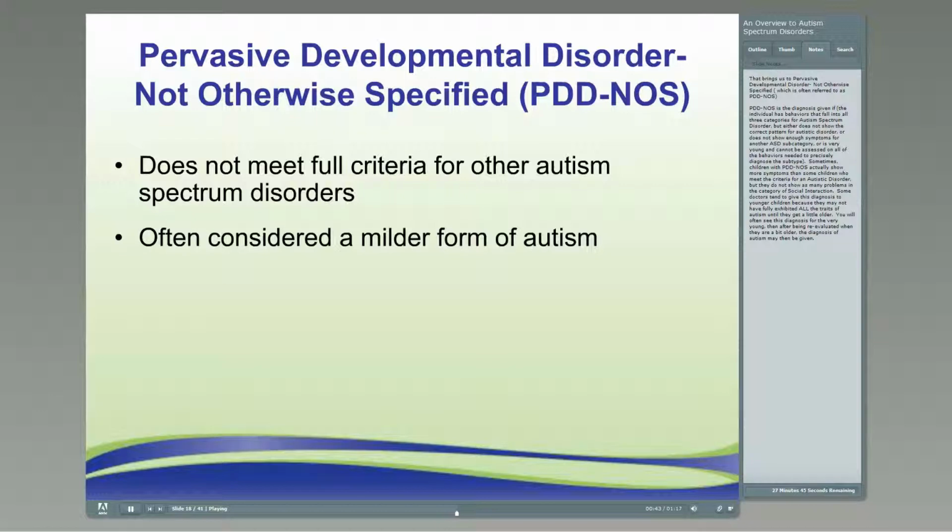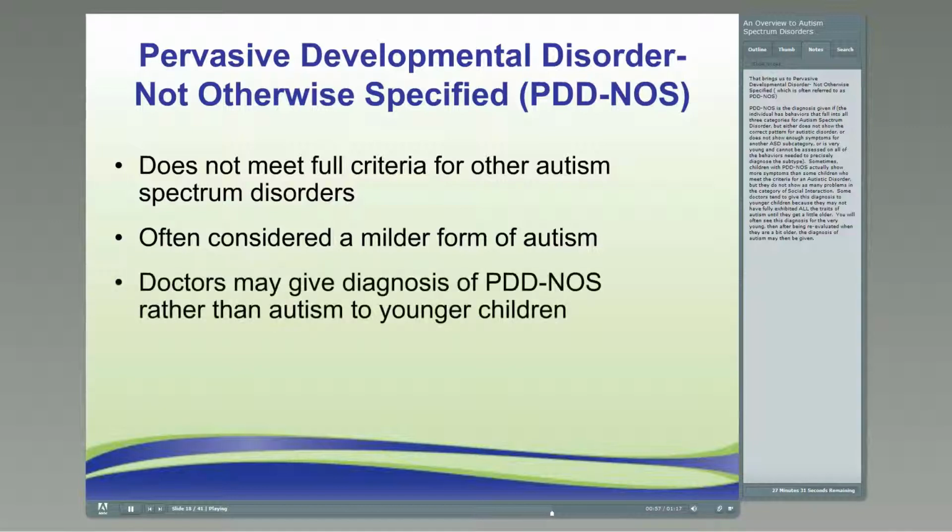Sometimes children with PDD-NOS actually show more symptoms than some children who meet the criteria for autistic disorder, but they do not show as many behavioral indicators in the category of social interaction. Some doctors tend to give the diagnosis to younger children because they may not have fully exhibited all the traits of autism until they get a little older. You will often see this diagnosis for the very young, and then after being reevaluated when they are a bit older, the diagnosis of autism may then be given.